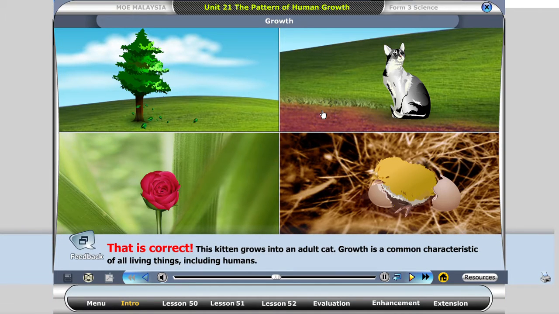That is correct. The kitten grows into an adult cat. Growth is a common characteristic of all living things, including humans.